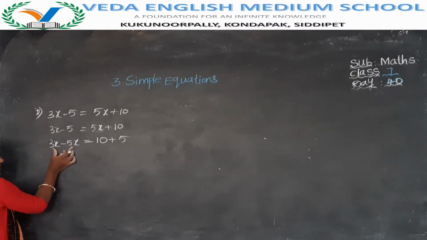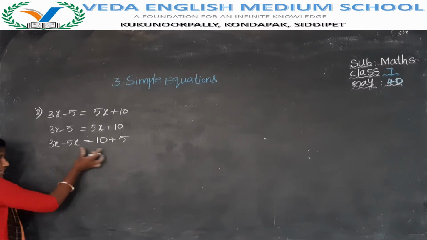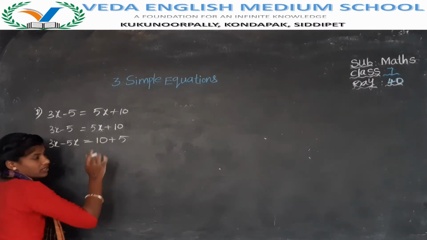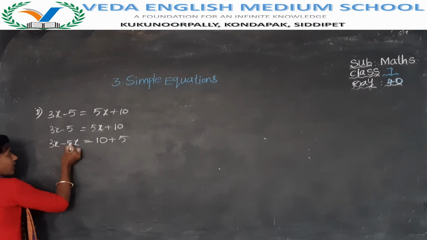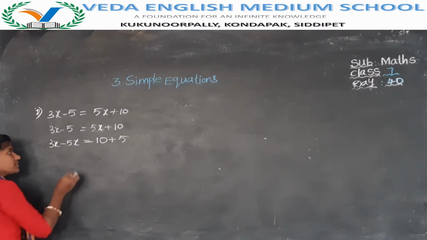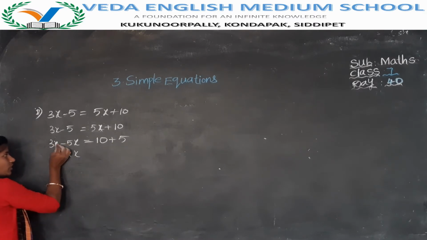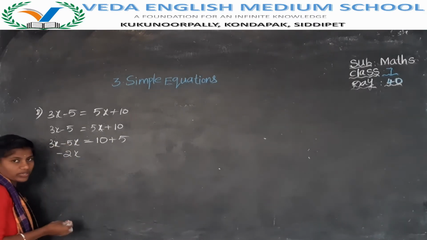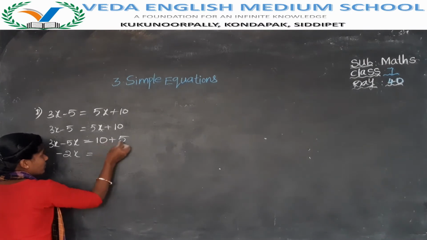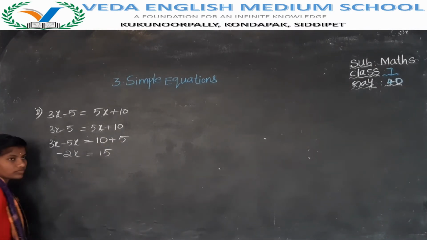See, LHS side we have English small letters, RHS side all the numerical numbers. Now, 3x minus 5x is minus 2x, since 3 minus 5 is minus 2. Here we have only x, so we write only x is equal to 10 plus 5, which is 15.